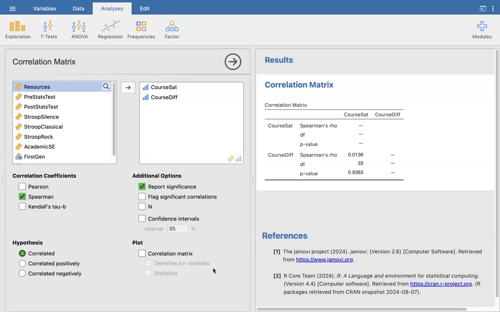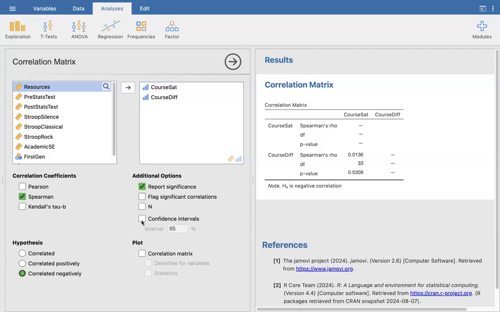And the next thing that we need to do is we need to check the correct hypothesis. So the research question I had asked was about this being a negative relationship. So specifically looking to see if people who ranked the course as being more satisfied tended to rank course difficulty as easier or lower difficulty. So I'm going to change this to correlated negatively.